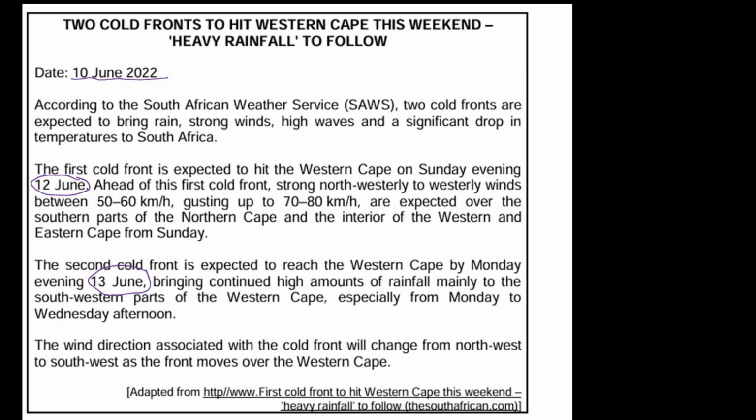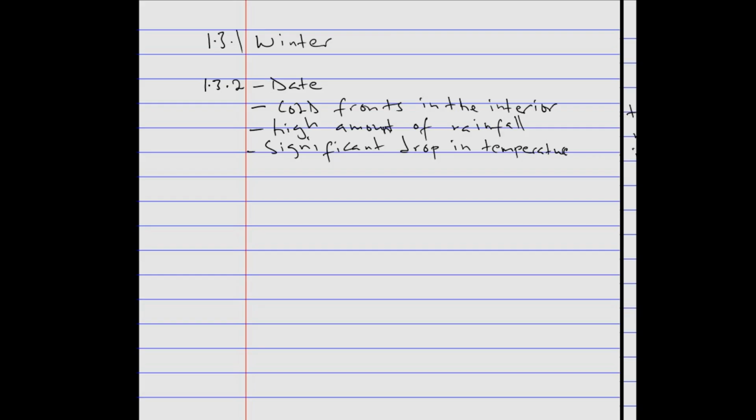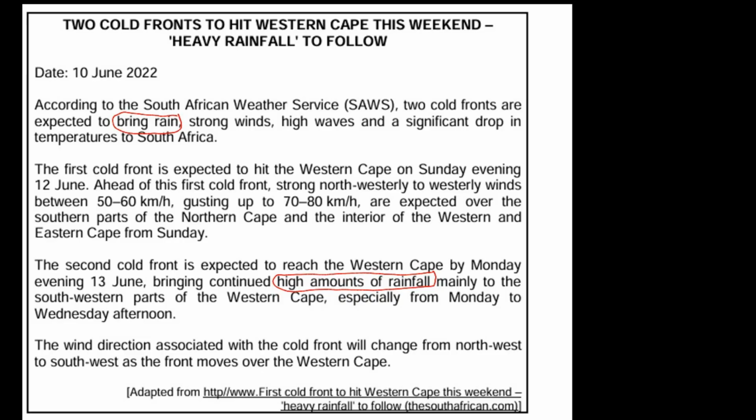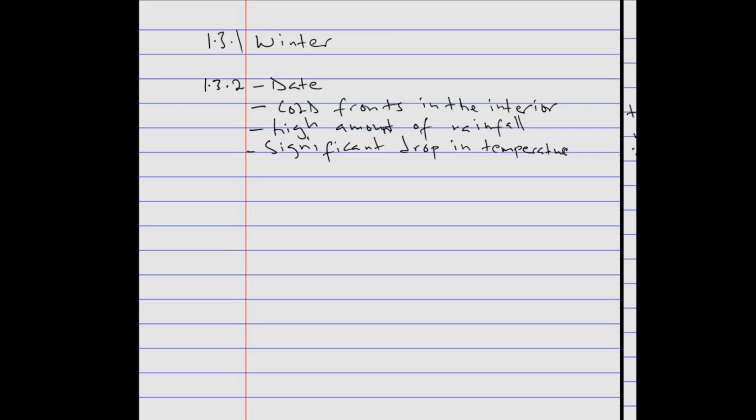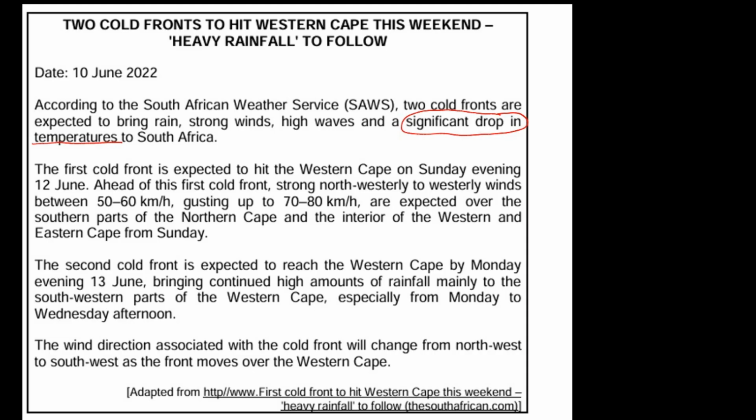The date in the extract can be a very good indicator of the season. The cold front in the interior: high amount of rainfall. Cold fronts bring lots of winter rainfall. Significant drop in temperature. Temperature drops when a cold front moves in. The question needs one answer.